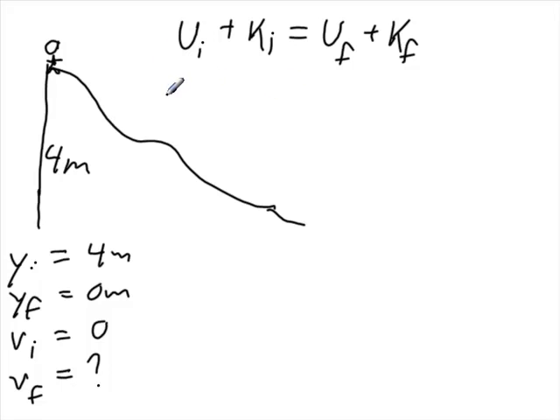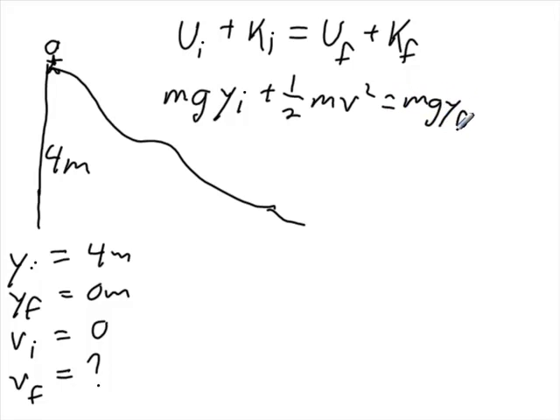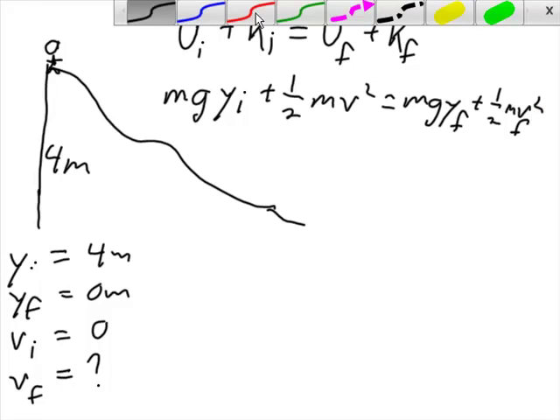Now this is m, g, and we could make it h or y. Let's just call it y initial. This is 1/2 m v initial squared. That's got to equal m g y final plus 1/2 m v final squared. Now I'm going to go ahead and put in things that are 0. It's the only number I'm going to put in at this point.